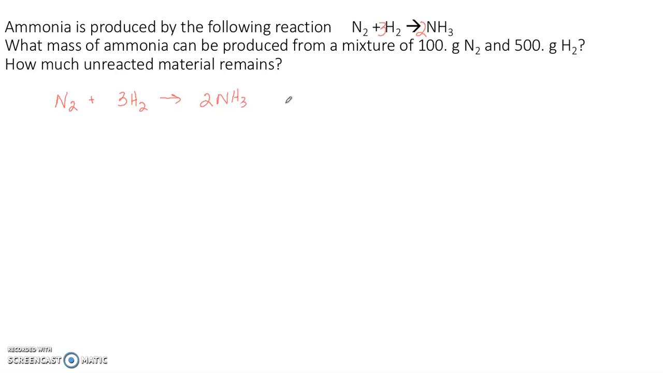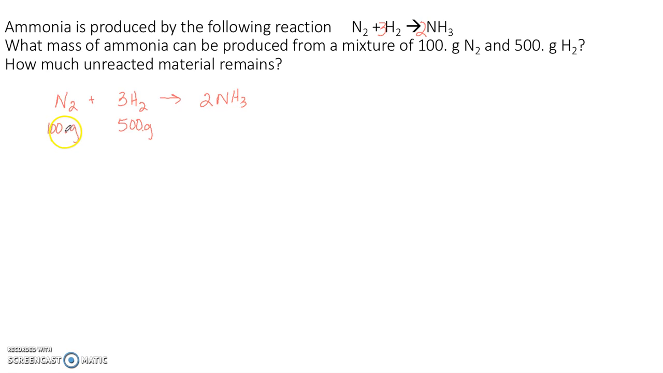Okay, and the question says, what mass of ammonia can be produced from a mixture of 100 grams of nitrogen and 500 grams of hydrogen? And so it's a limiting reactant problem. So we're starting with 100 grams of this, and we're starting with 500 grams of this. Okay, so the first thing we need to do is change from grams to moles. So if you want to set up your conversion, go right on ahead.